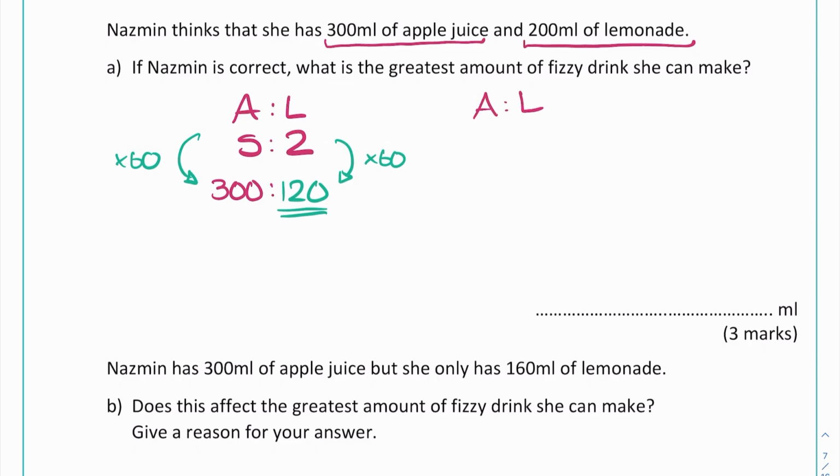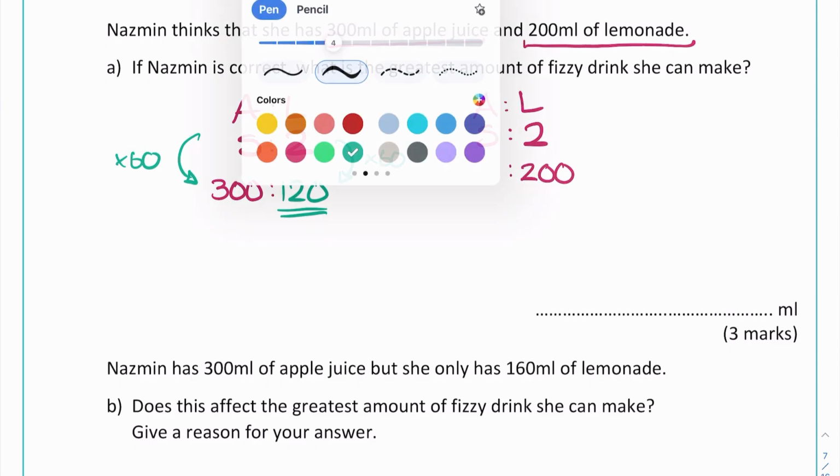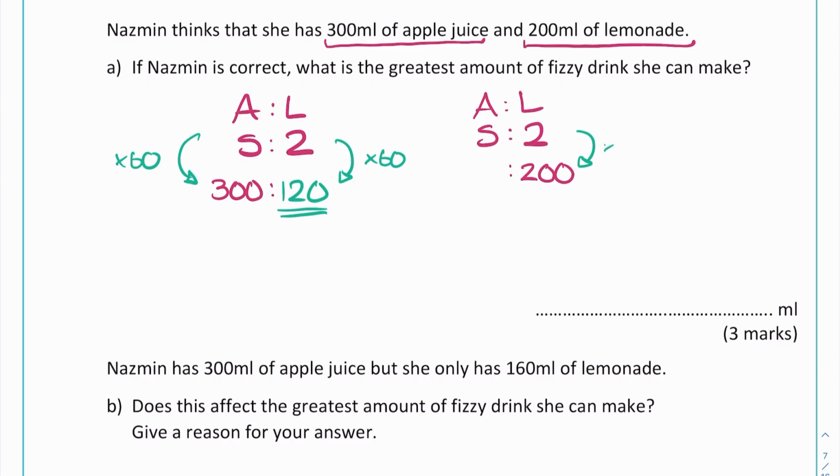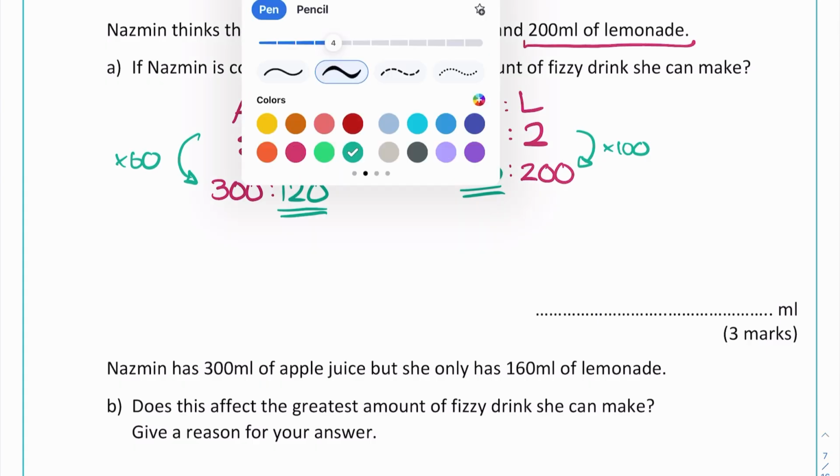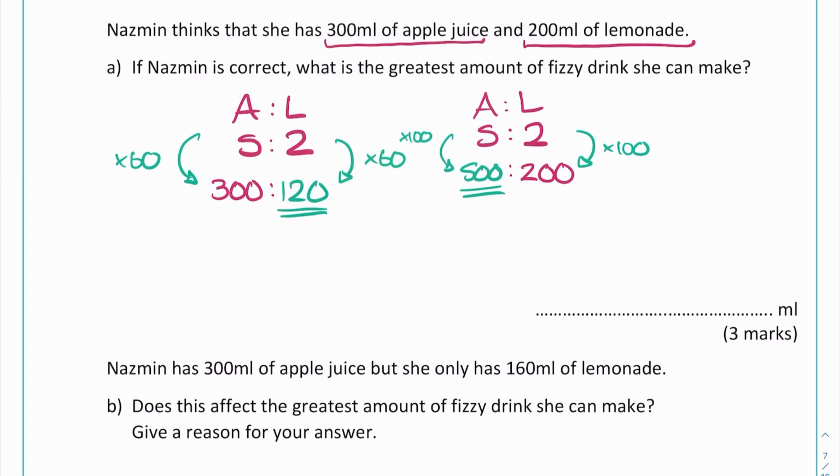But what about the other scenario? So apple to lemonade is 5 to 2. If we had 200 millilitres of lemonade, then how would we get to that one? Well, to get from 2 to 200, that's a bit easier, multiplying by 100, and we'd do the same to the other side, and that would give us 500. Now you can already see here that if that's 500, then that's not going to work, because she says she only has 300 ml of apple juice. So this scenario here does not work, as we don't have enough apple juice to use all the lemonade, but this one over here does. So this is the scenario that works.